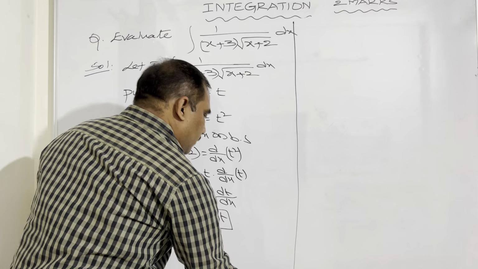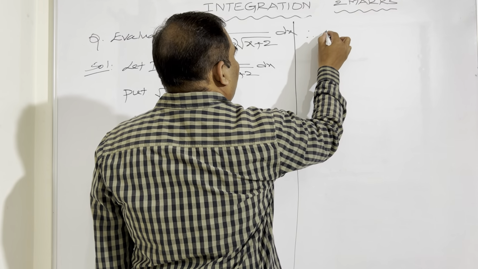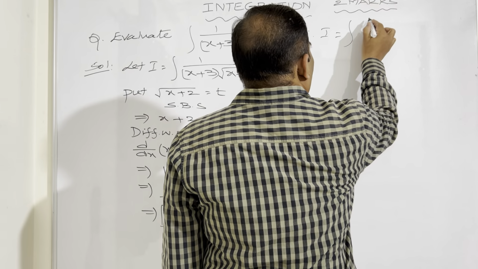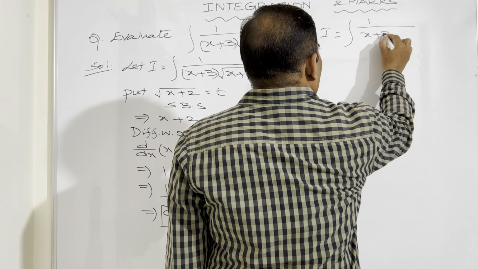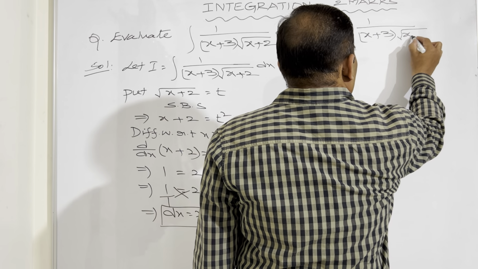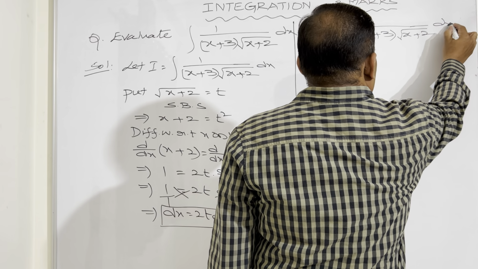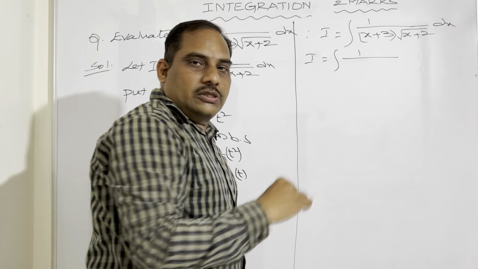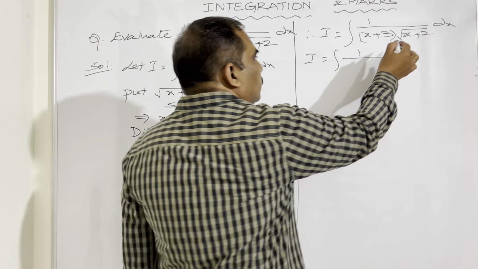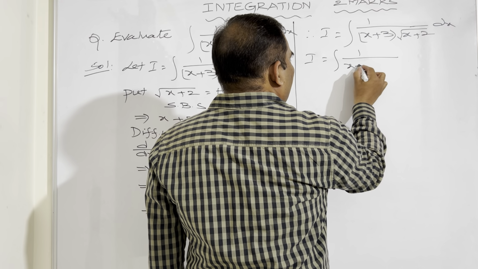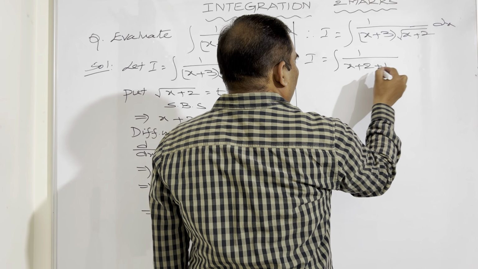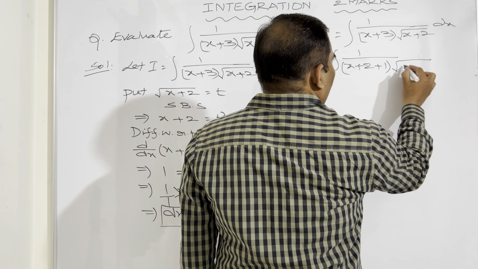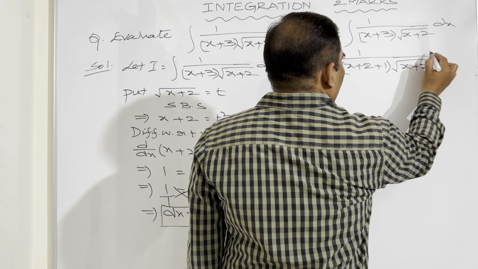So now, once again to find the integral of the given function, taking the given integral I is equal to integral 1 by x plus 3 into root x plus 2, dx. Now to solve further, what I am doing is writing this x plus 3 in terms of x plus 2. 3 can be written as x plus 2 plus 1, so x plus 3 is x plus 2 plus 1, into root over x plus 2 into dx.